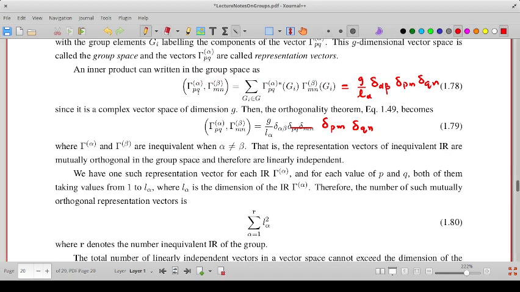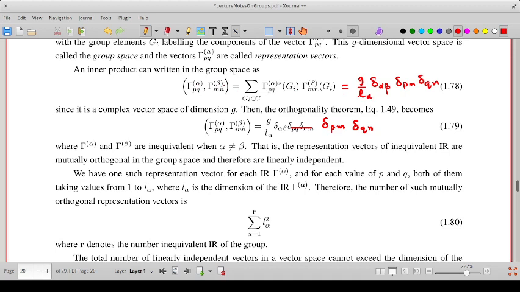And not only that, delta pm means that p should be equal to m. So this p should be equal to this. And this delta qn means that q should be equal to n. So that means this inner product is 0 unless this vector is the same as this vector. So two different vectors, gamma alpha pq, are orthogonal to each other. And when they are the same, then their inner product is equal to G by L alpha.